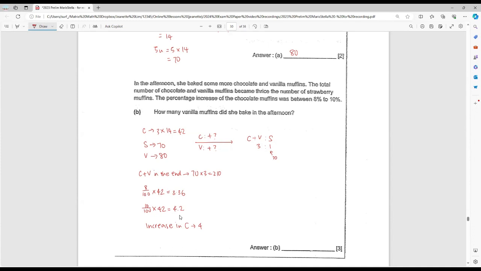Which means that the number of vanilla muffins in the end will be this total minus off the chocolate at first and the increase in chocolate. Okay, so the chocolate in the end, C in the end will be 42 plus 4, which is 46. Then we take total in the end 210 minus 46, which is 164. So how many did she bake in the afternoon, which is like the increase in the vanilla muffins? Now you see the vanilla muffins at first is 80, right? So 164 minus 80 will give you the number of vanilla muffins that were baked in the afternoon. Okay, so answer is 84.